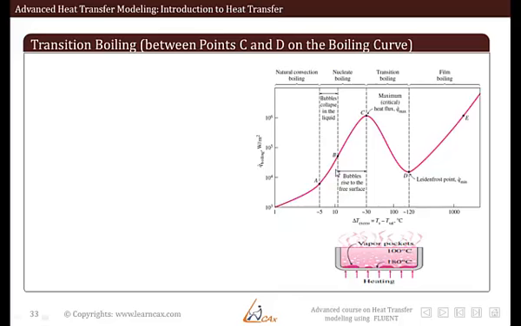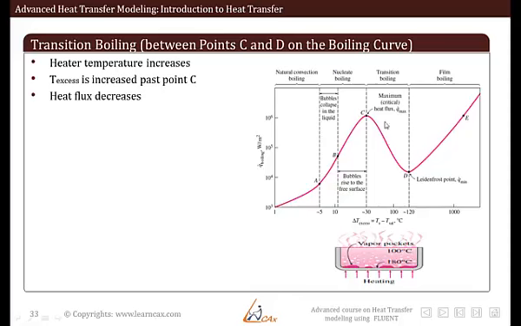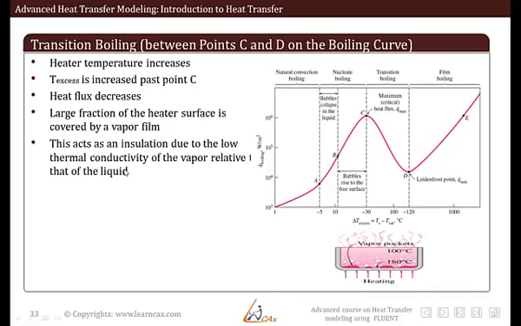Now once the nucleate boiling is complete, we go into the region which is referred to as transition boiling. In this case, the heater temperature increases above point C, and ΔTx is now increased past point C. So we are in this particular region. As you can see, vapor pockets or columns are formed, and the heat flux decreases in this region. The reason is that a large fraction of the heater surface is covered by a vapor film, and this vapor film acts as an insulation because of the lower conductivity of vapor relative to that of liquid. So the heat flux drastically decreases from point C to D because the vapor itself is covering the surface and reducing the heat transfer.